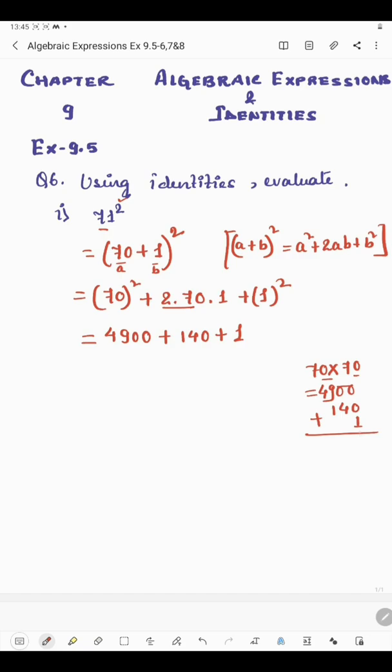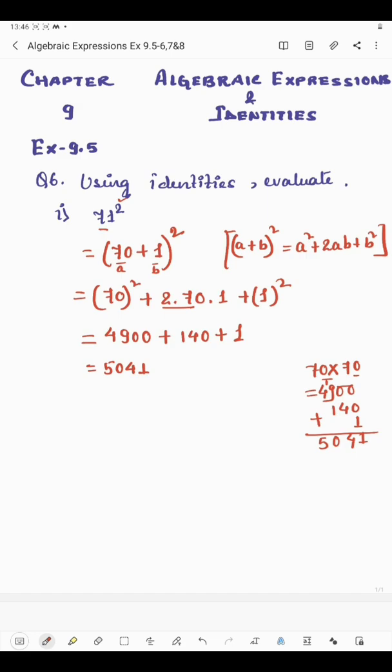1 plus 0 is 1. 4 plus 0 is 4. 9 plus 1 is 10, so 0 and 1 carry. 4 plus 1 is 5. So it's 5041. To solve this type of question, we have to write it in the form of identities.